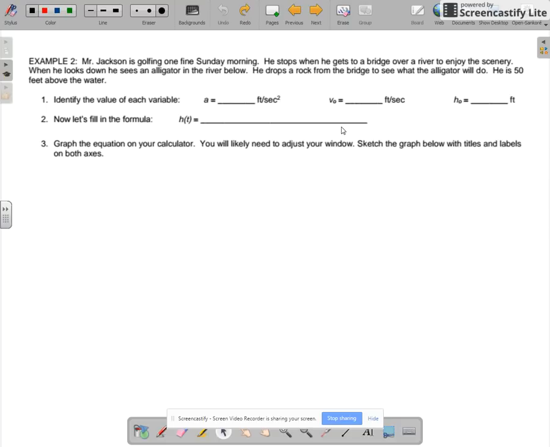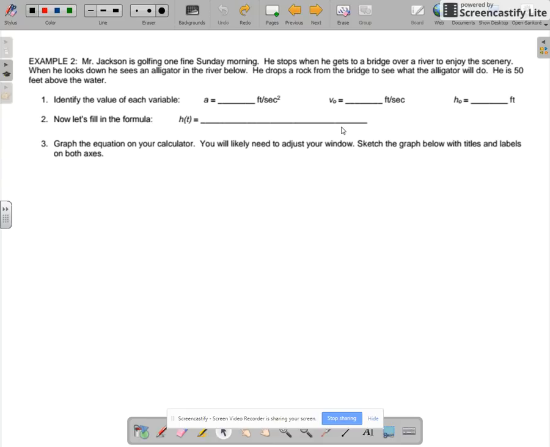All right, so here we are, and we're going to go through example number 2, and then we'll do another example for example number 3. So example 2, Mr. Jackson is golfing one fine Sunday morning. He stops when he gets to a bridge over a river to enjoy the scenery. When he looks down, he sees an alligator in the river below. He drops a rock from the bridge to see what the alligator will do. He is 50 feet above the water.